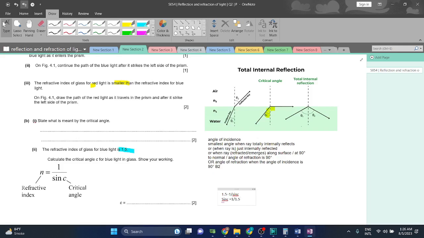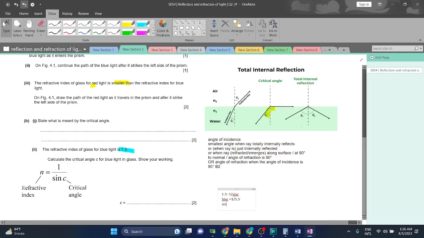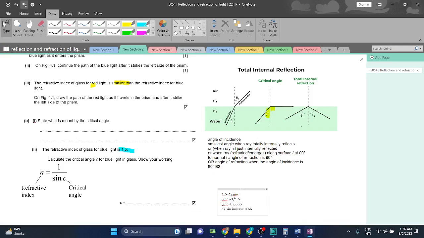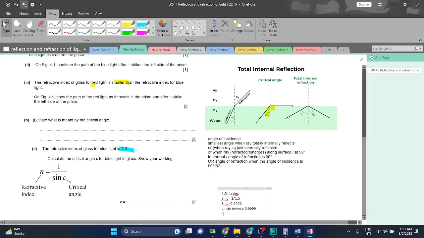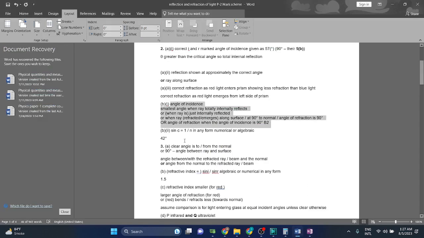1 divided by 1.5 will give us 0.666। तो sin c will give us 0.6666। अच्छा, sin c यहाँ दूसरी साइड पे जाके क्या होगा, inverse होगा, ठीक है ना? C will be equal to sin inverse 0.6666। So if we do that, sine inverse 0.666 will get an angle of 42 degrees approximately. C will be equal to 42 degrees. So let's check. Thank God, it's right. Yeah, 42 degrees.